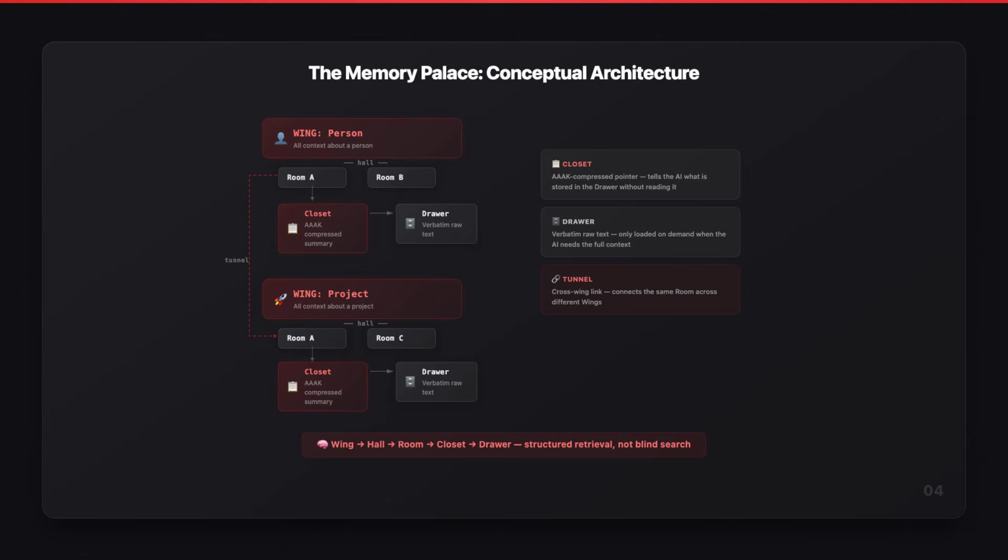The closet is the key insight. It acts as a compressed pointer. The AI reads the closet first to understand what is stored, without having to actually load the full drawer. Only when the AI needs the deep context does it open the drawer and pull the verbatim text.